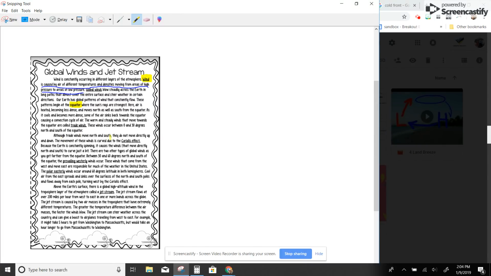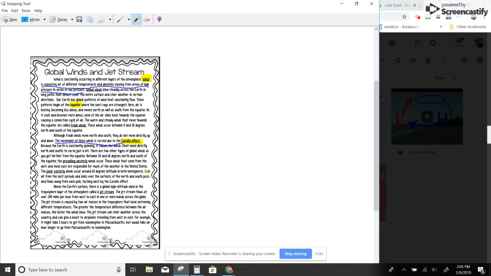Although trade winds move north to south, they do not move directly up and down. The movement of these winds is curved due to the Coriolis effect. So let's highlight Coriolis effect, and let's underline that. So the movement of these winds is curved due to the Coriolis effect. Because the earth is constantly spinning, it causes the winds that move directly north and south to curve just a bit. There are two other types of global winds as you get further from the equator.